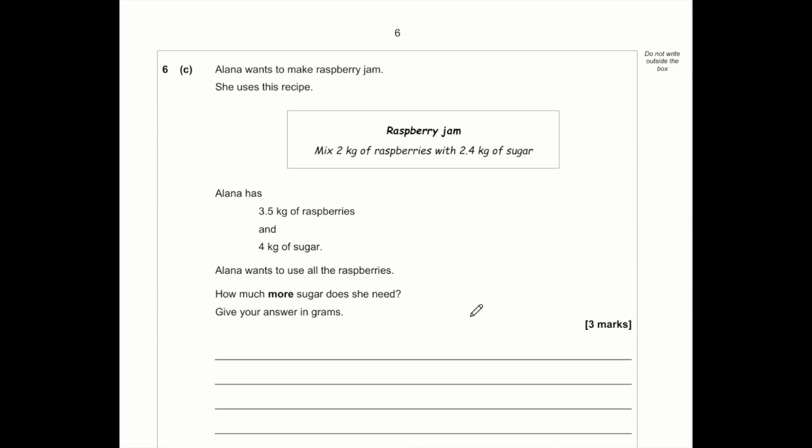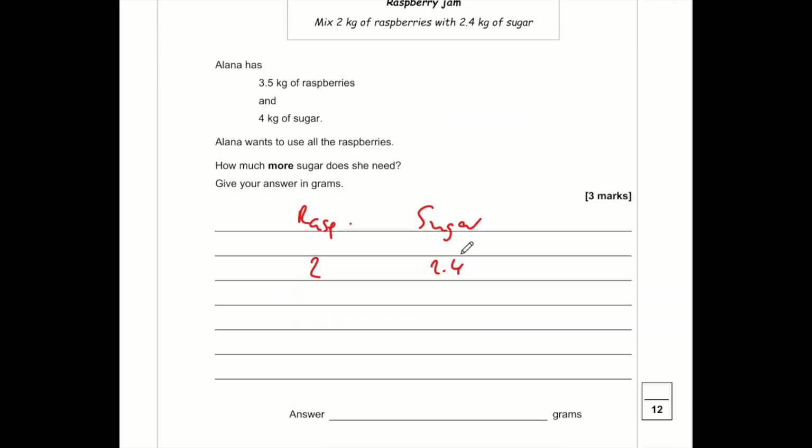Okay, so this final question here, we know that we're mixing 2 kilos, I'll just write here, raspberry is 2 kilos and sugar 2.4. So what we can do with this information is therefore 1 kilo, which is half of 2, would be half of 2.4, which is 1.2, and half it again, 0.6. So 3.5 kilos of raspberries. Well, actually 2 plus 1 is 3, plus 0.5 is 3.5.